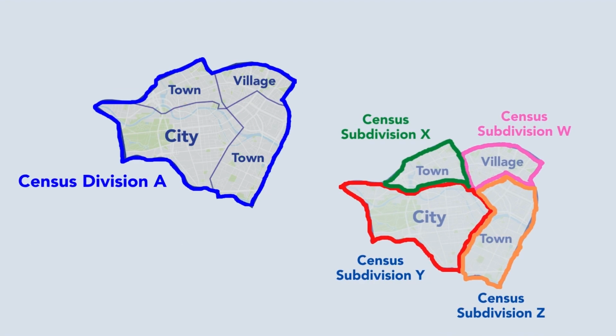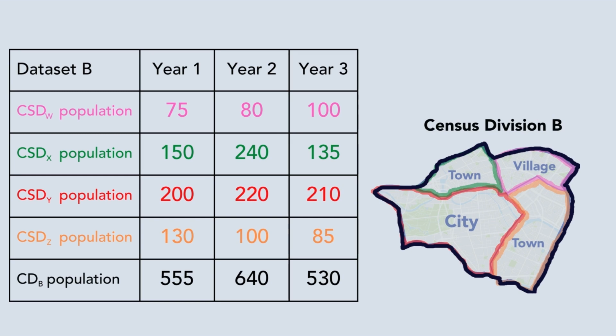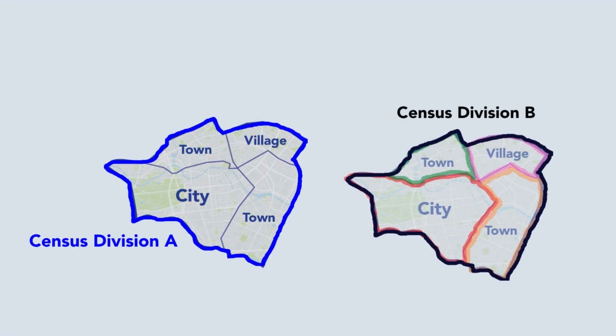Census Division A cannot be compared to census subdivisions X, Y, or Z because they're not at the same geographic level. To standardize this data set, each census subdivision in data set B is assigned to a census division. So in the example shown, census subdivisions X, Y, and Z all fall within census division B. This standardization now allows both data sets to be linked by census division and examined because they're now at the same geographic level. Once you've explored, cleaned, and standardized your data, you've completed the second step in the data journey.